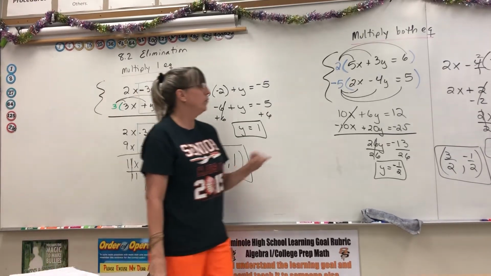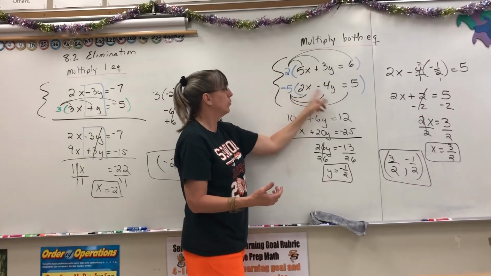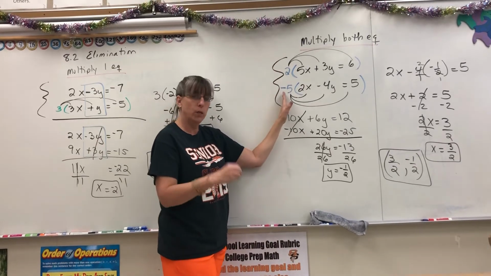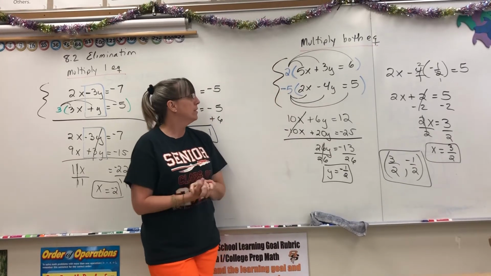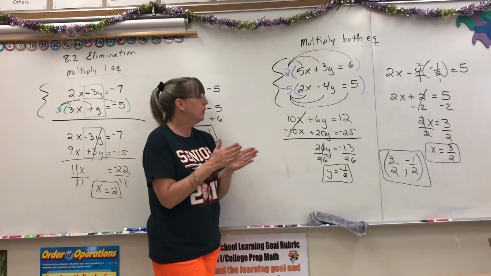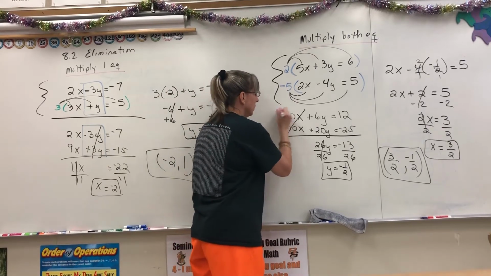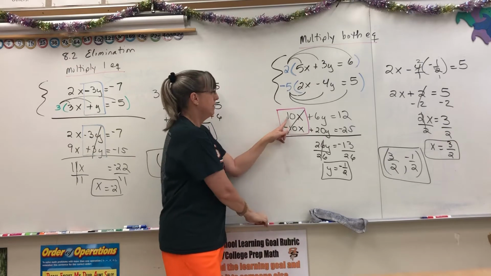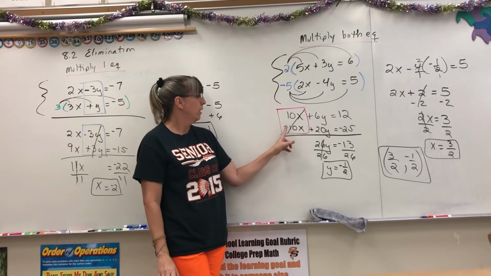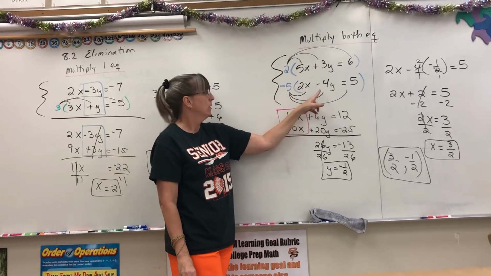In this problem, if you notice, nothing goes into anything easily. 2 doesn't go into 5 and 3 doesn't go into 4. This is why you have to multiply both equations. Now you're going to say, how do I know what to multiply by? Remember, you want to create one term that has the same number but opposite signs. That's what you're looking for. Same number, opposite signs.